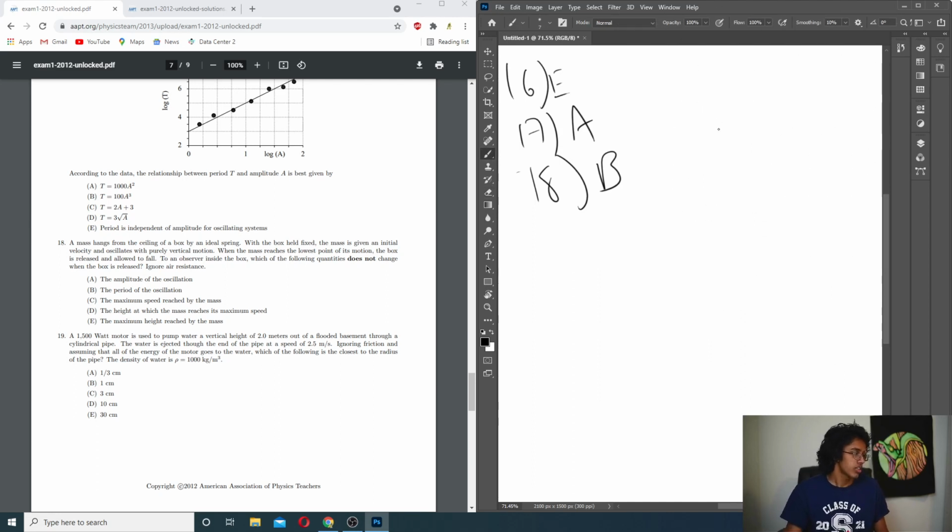Okay. 19. A 1,500 watt motor is used to pump water a vertical height of 2 meters out of a flooded basement through a cylindrical pipe. It is ejected at a speed of 2.5 meters per second. What is the following closest to the radius of the pipe?